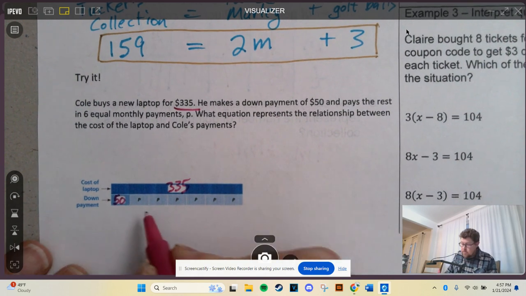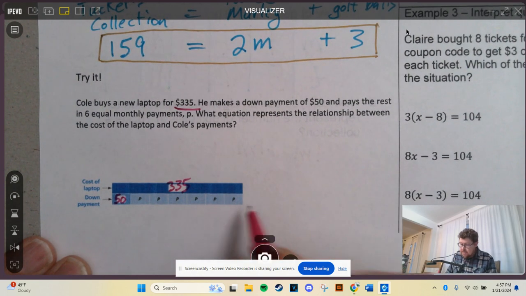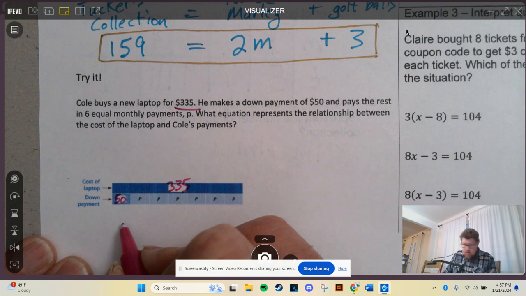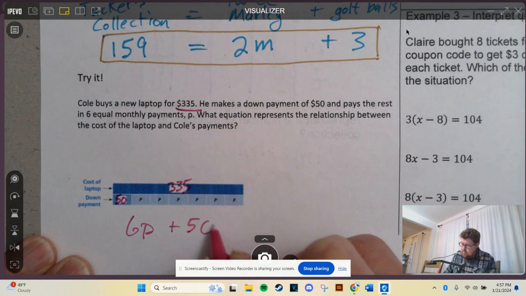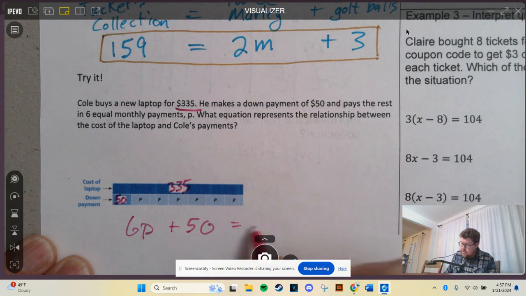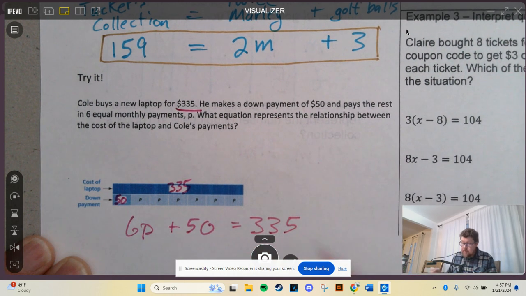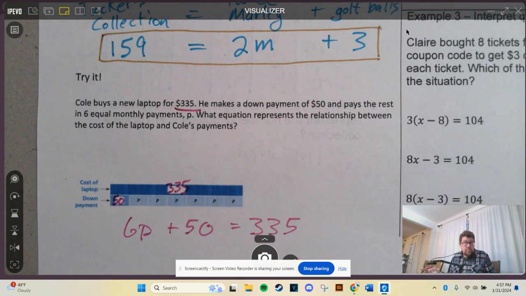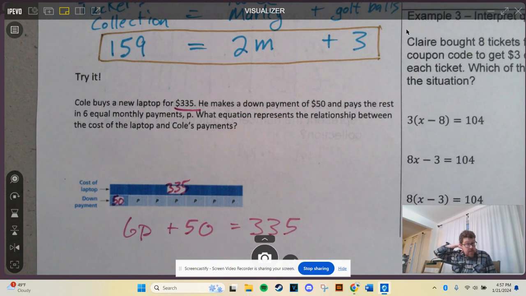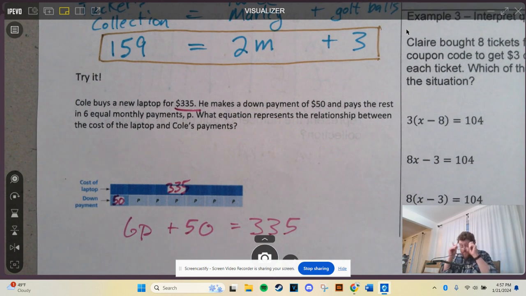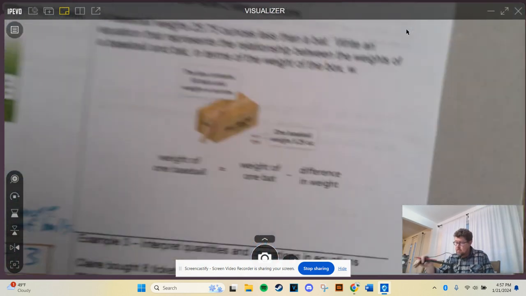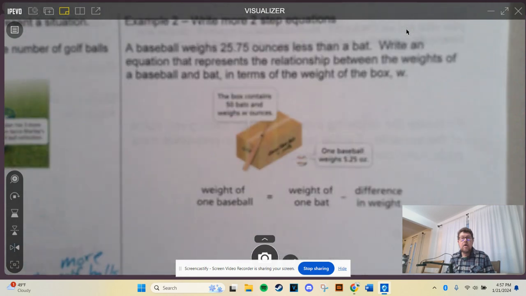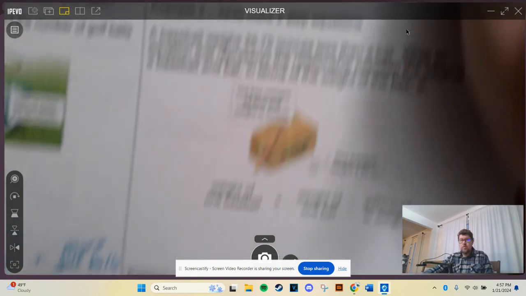And so what we can do is just add these up, and there's 6 of them, right? So we can say 6P, and then we add the down payment onto it. And then we set it equal to the cost of the laptop, $335. Now, we're not solving any of these in this part of the chapter. We're just writing the equation. So just be aware of that, okay? All right, let's do more examples of this.